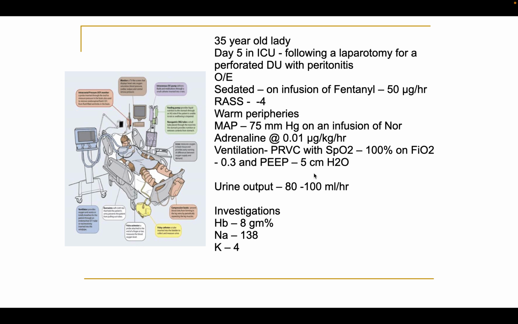And of course, she is on ventilation with a control mode, PRVC, with a good saturation on FiO2 of only 30% with PEEP of 5. Urine output is good and labs fairly seem to be okay. So, what do you think? Should we wean this patient if the other parameters look okay? So, let us dwell into that.